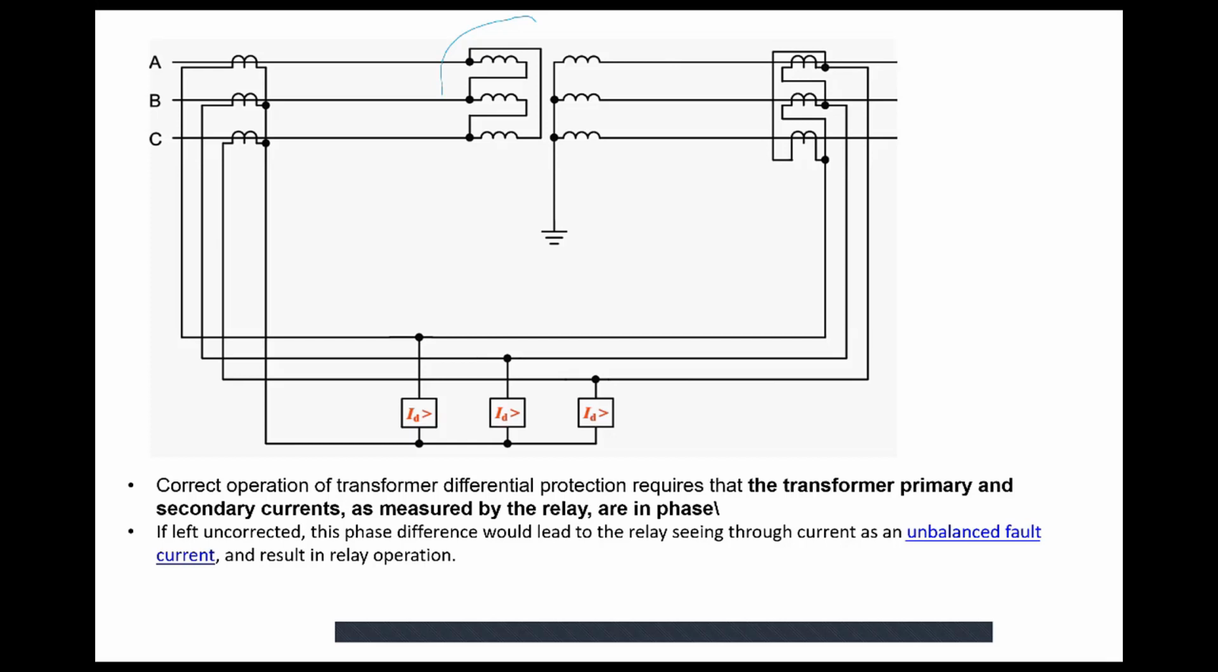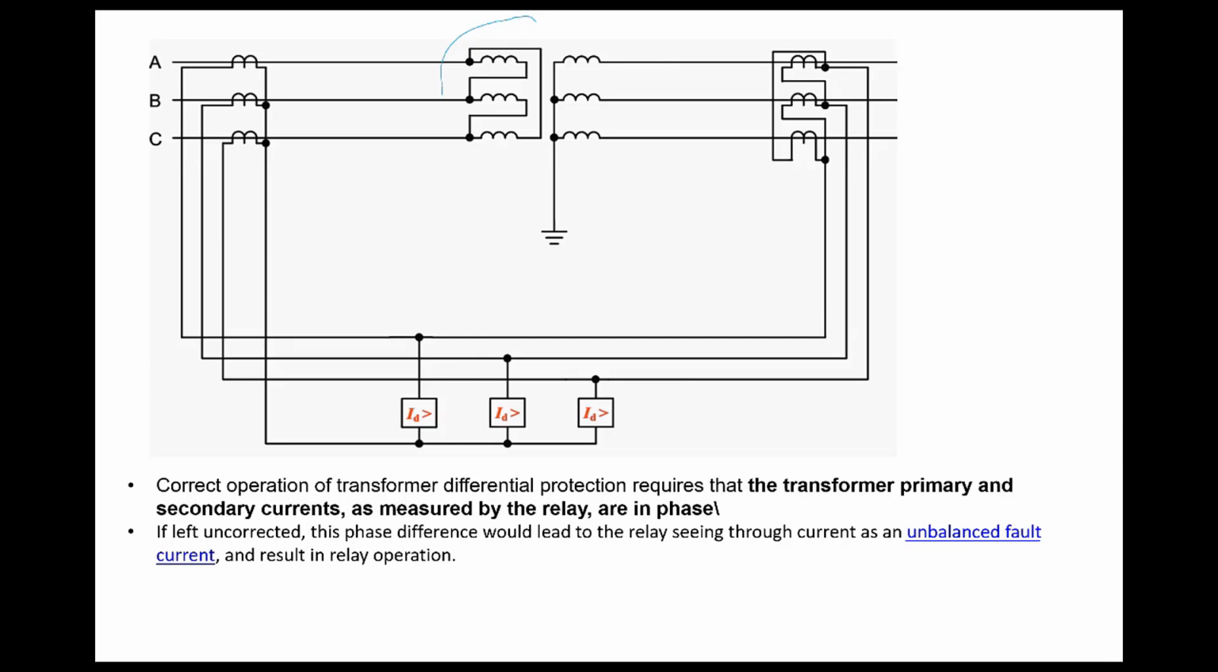Okay, so if you study transformers, you will come to know there is a phase shift between voltages and currents in delta to star and star to delta transformers by 30 degrees. That means delta side voltages lead the star side voltages by 30 degrees, and the reverse will happen with the currents.